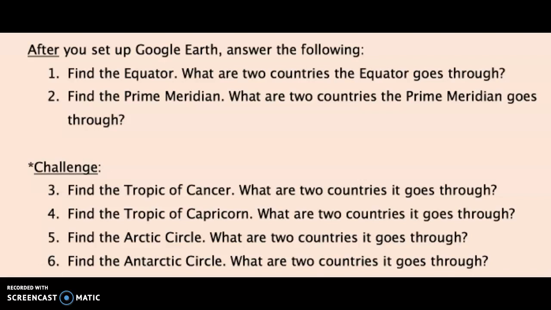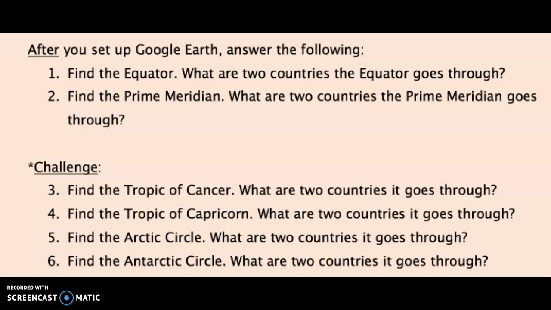After you set up Google Earth, you're ready to do some exploration. So your job is going to be to answer the following. The first thing you're going to do is find the equator on the globe, and then answer the question, what are two countries the equator goes through?